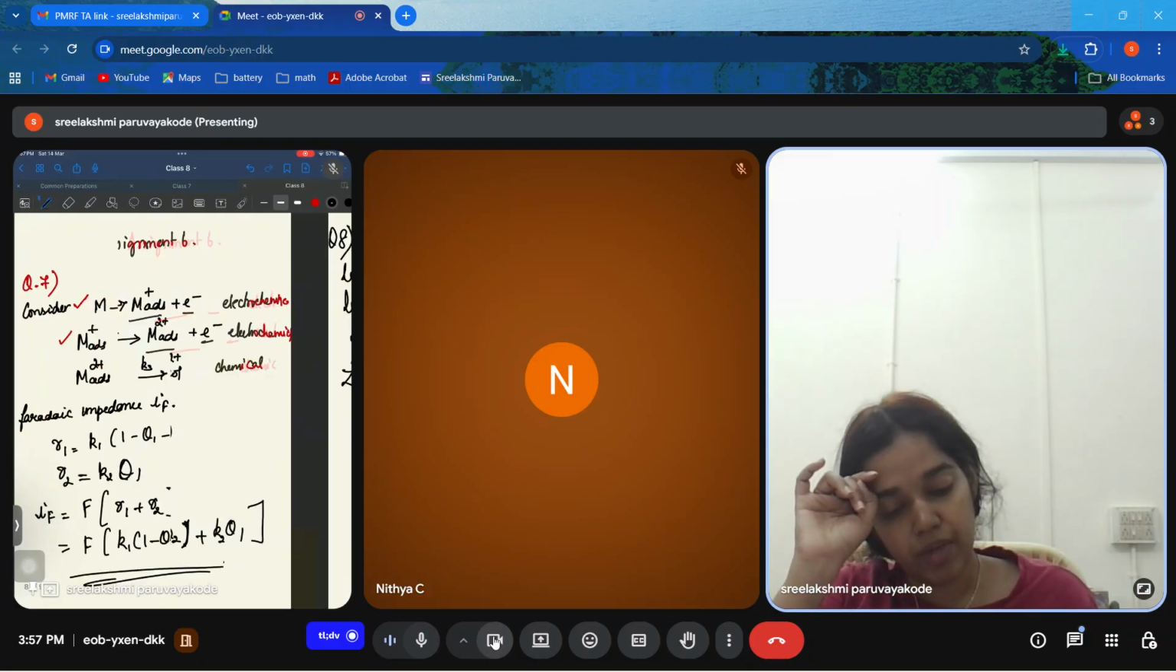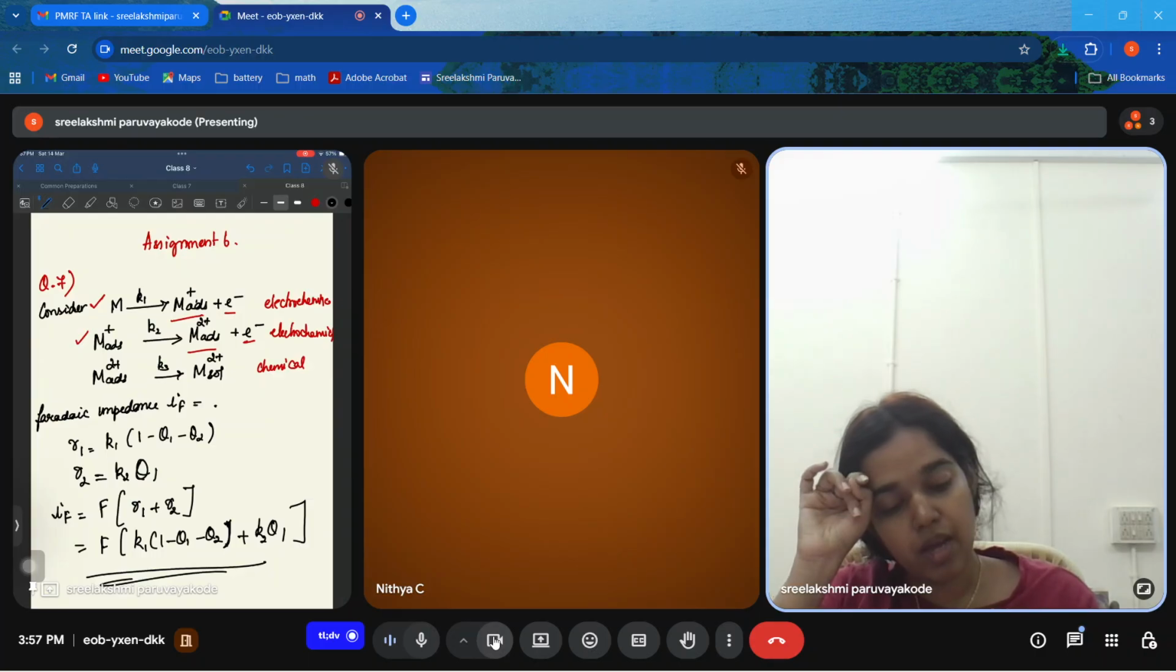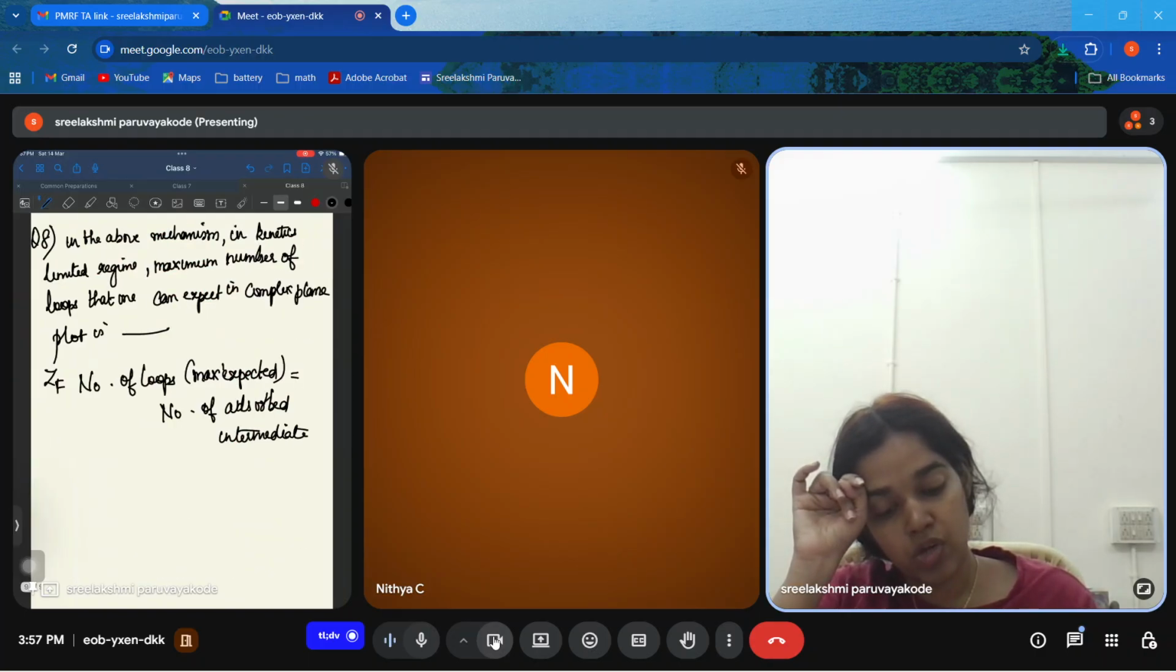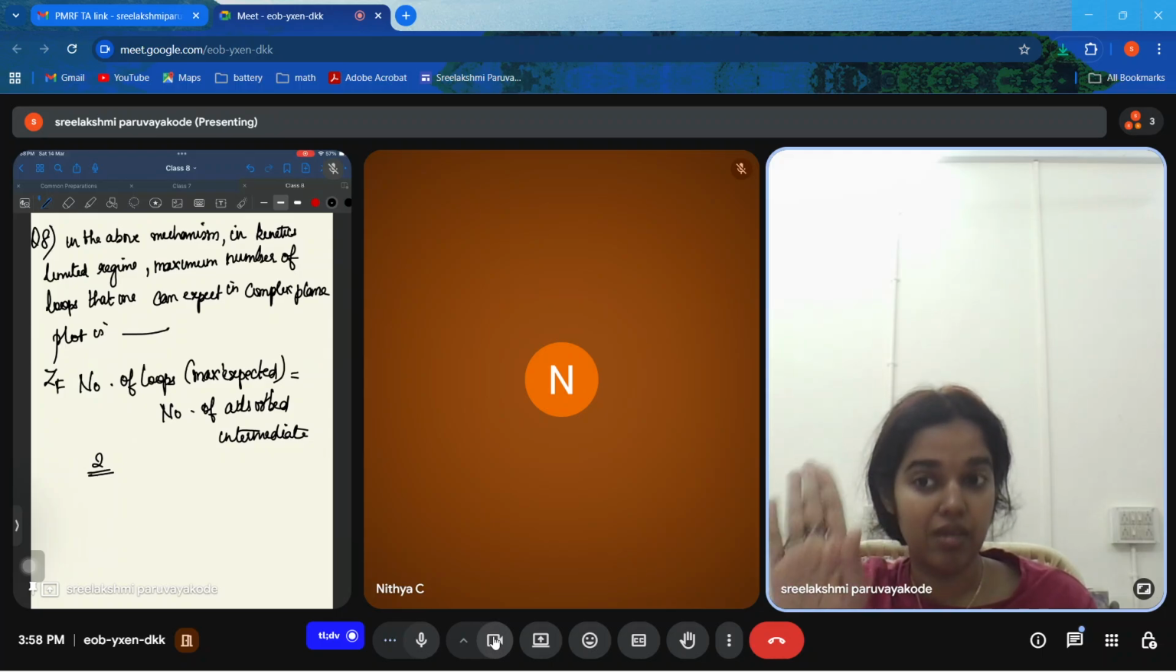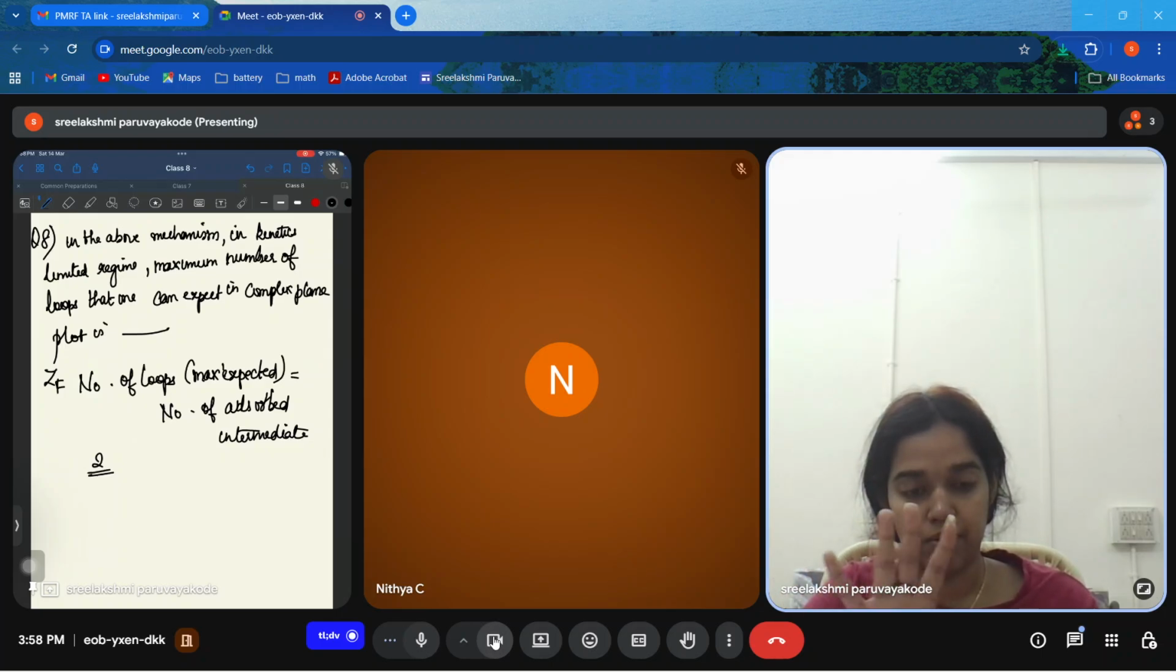Here, how many adsorbed intermediates are there? M adsorbed plus and M adsorbed 2 plus. So here you can expect two loops. But wait, this is because of the Faradaic reaction, right?